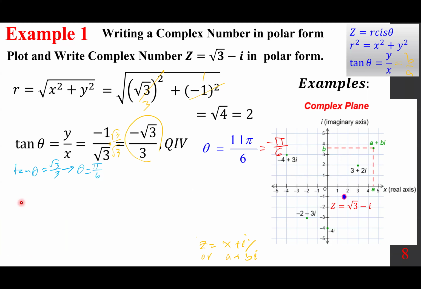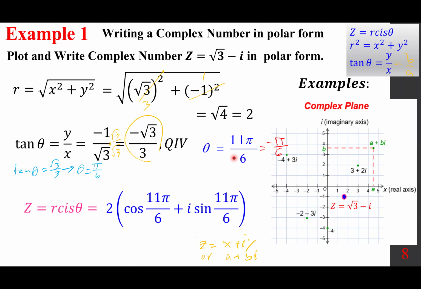So z equals r cis theta. Replace the r with 2. Cis theta, replace the theta with 11 pi over 6. Again, you can write it like this, or you can write it 2 cis 11 pi over 6. It makes no difference. When you answer it for your homework assignments and exam, just answer the way they ask you, okay? The way they want you to answer. They may ask you for this or this.